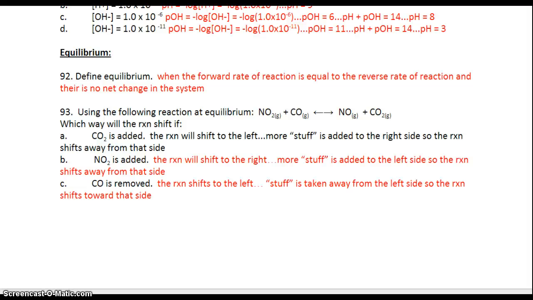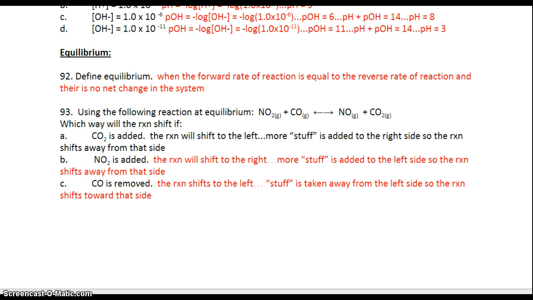Equilibrium is covered in Chapter 19. It's a short unit for us in first year chemistry, but it's an important foundation for many topics that students taking AP chemistry will study next year or the following year. Equilibrium is a condition where the forward rate of reaction is equal to the reverse rate of reaction, and there's no net change in the amount of reactants or products.